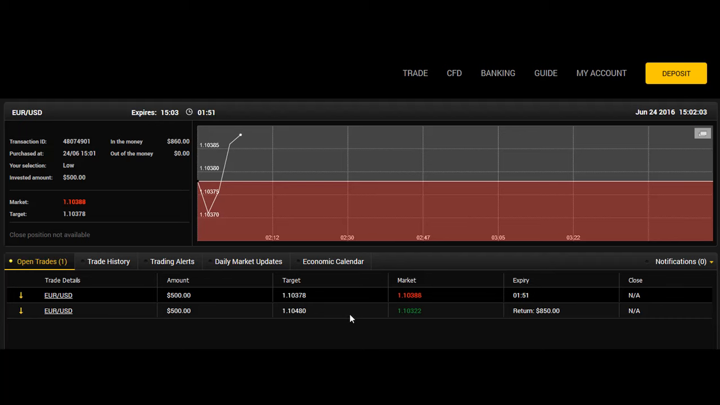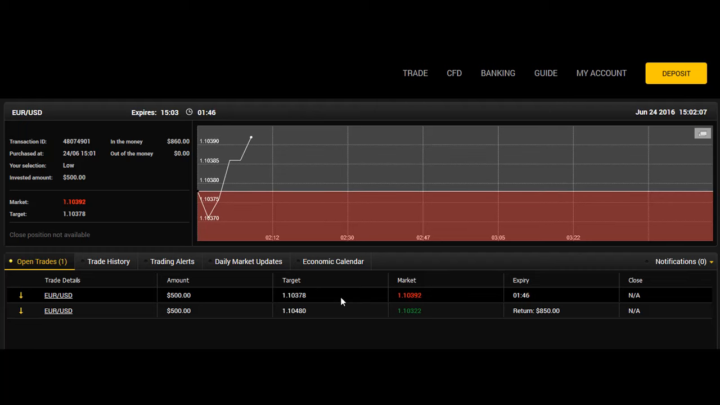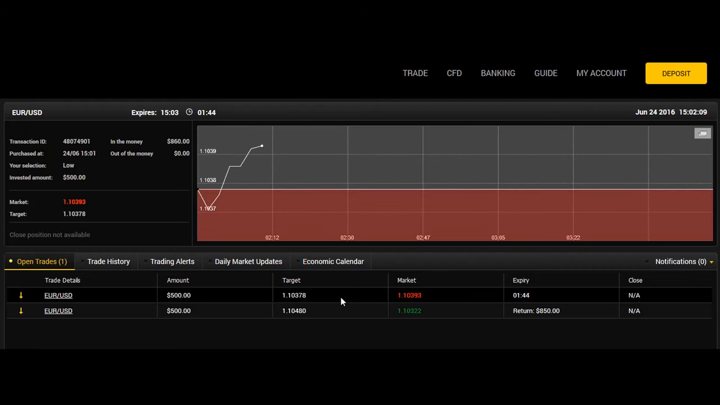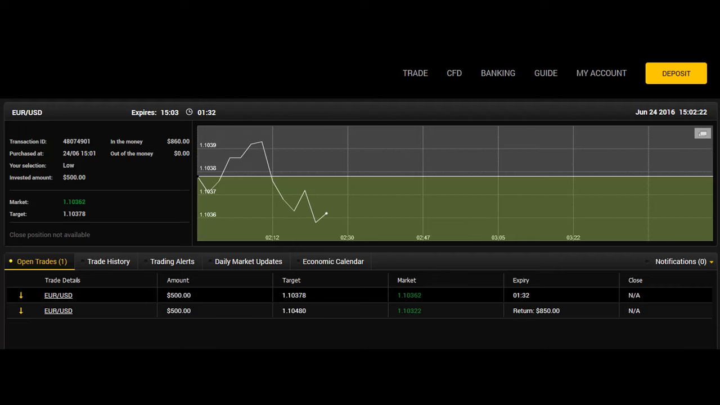I've entered another 2 minute option, a low option on the Euro-US dollar. The price has hit a major resistance and looks like it's going to move down again. That's why I entered this trade. For those of you in my live trading room later, you can take a look at why I entered this low trade. I'll show you guys. Still 1 minute plus to go.